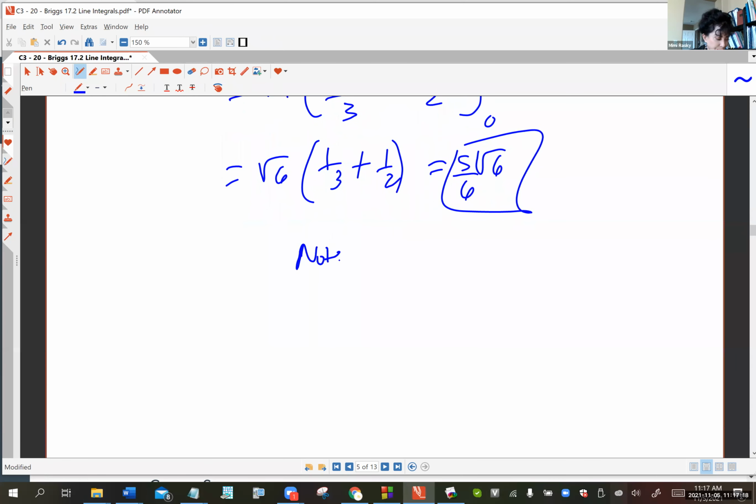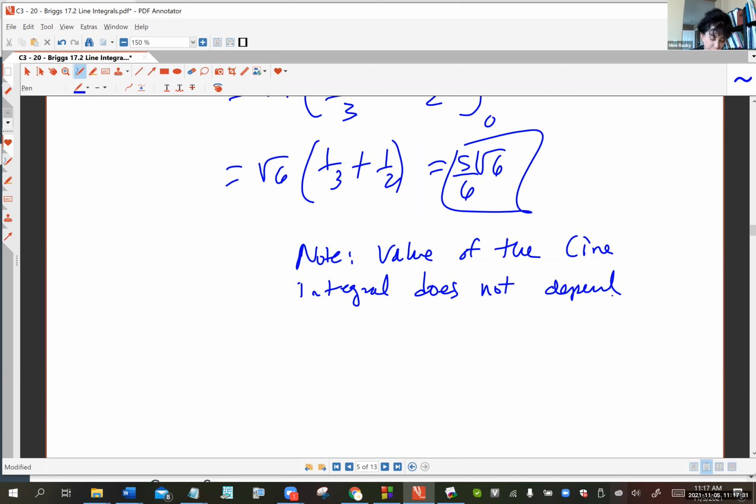So please note, the value of the line integral does not depend on parameterization. In other words, let's say you parameterized your curve a little differently than me, but it was still a legitimate parameterization. Would your line integral value result be the same as mine? Yep, it will. So don't worry. And that's the end of that example.